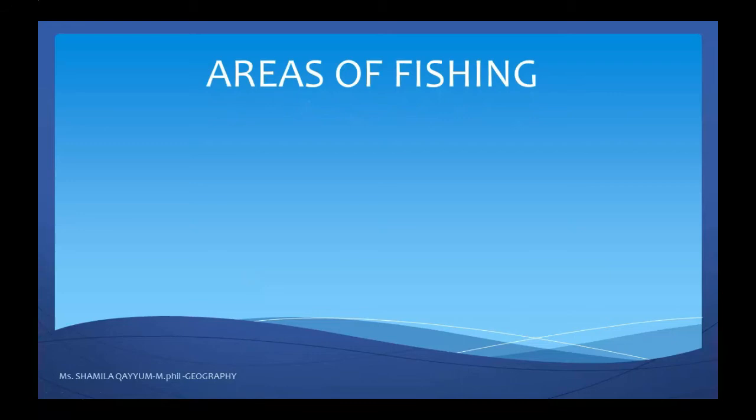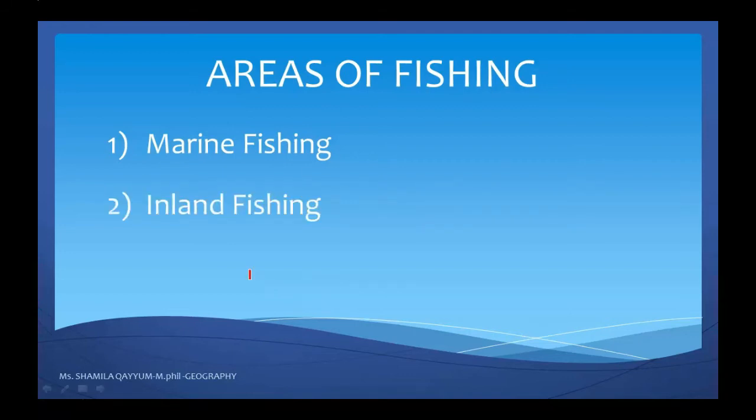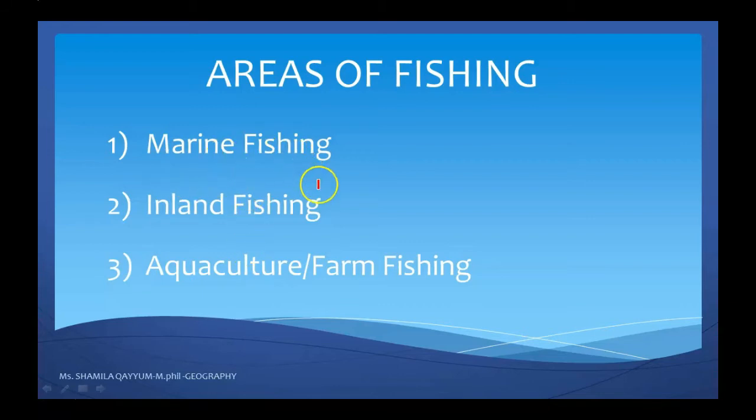In Pakistan, fishing is practiced in three major areas. A type of fishing which is practiced along the sea or large water body or ocean is known as marine fishing. A type of fishing which is practiced along rivers, lakes, dams, barrages is known as inland or freshwater fishing. And the third one is fishing which is practiced in man-made ponds or farms along rivers or sea, it is known as aquaculture. In the first part of this lecture, we will discuss only marine fishing, while in the second part we will discuss inland fishing and aquaculture.